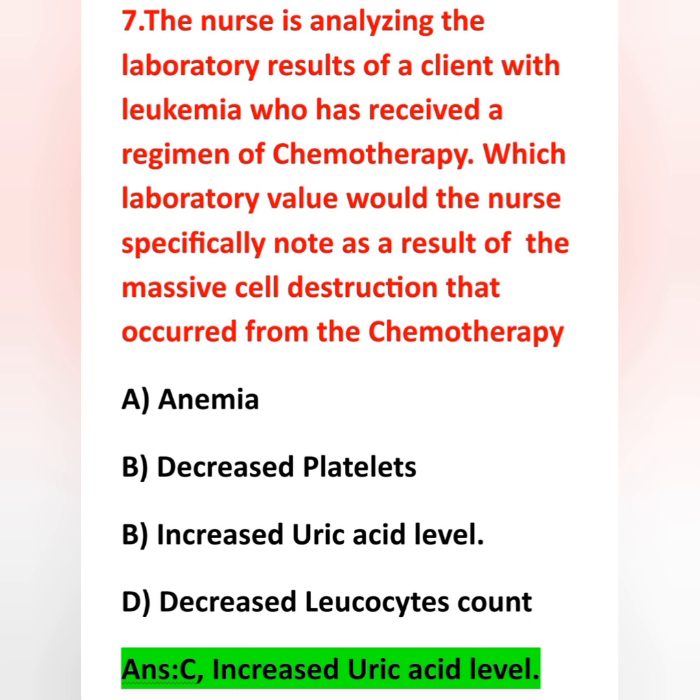Hyperuricemia is especially common following the treatment of leukemia and lymphoma, because chemotherapy results in massive cell destruction. Due to that, an increased uric acid level occurs in the patient's body. As for option A, anemia, anemia means the hemoglobin count, platelet count and leukocyte count, everything she will note. Our question is specifically what count she will note. So she should focus on the uric acid level of the patient. Option C is the correct answer.